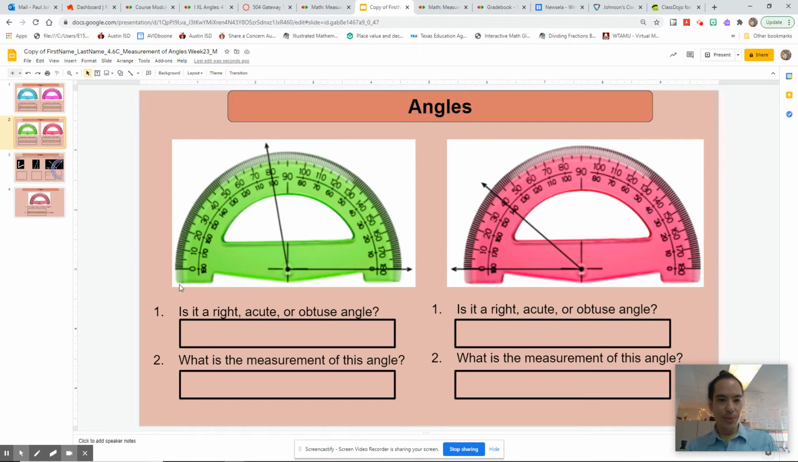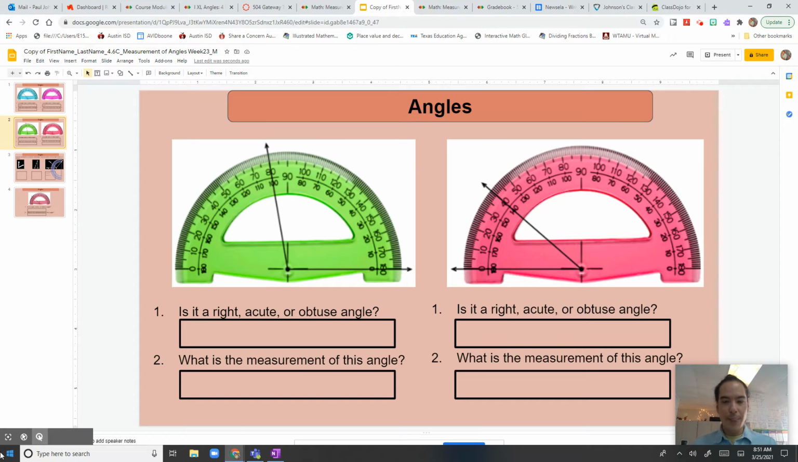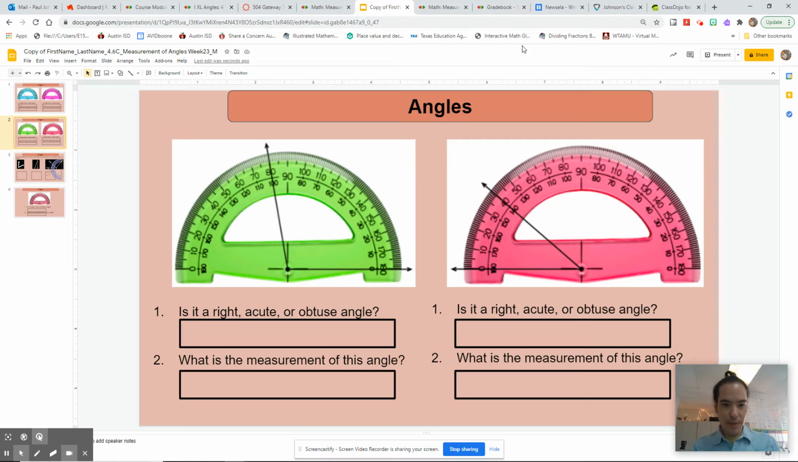On to page 2. Page 2. Is this a right, acute, or obtuse? We know right angle, 90 degrees. This one, does it look like it's an acute angle? Or does it look like it's bending over backwards?